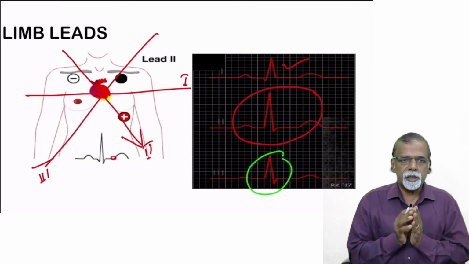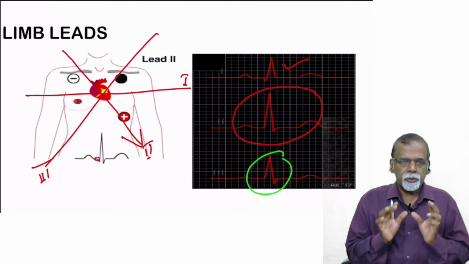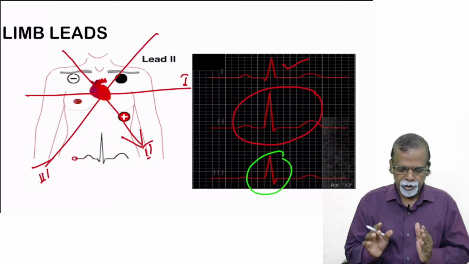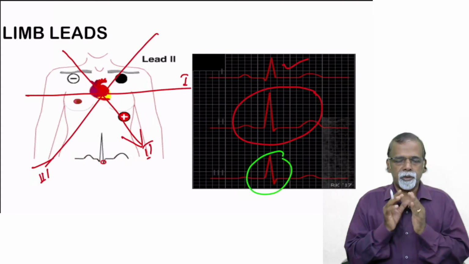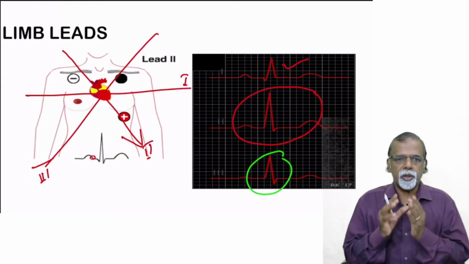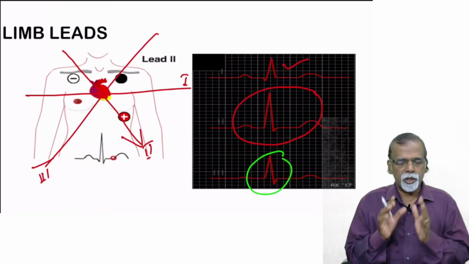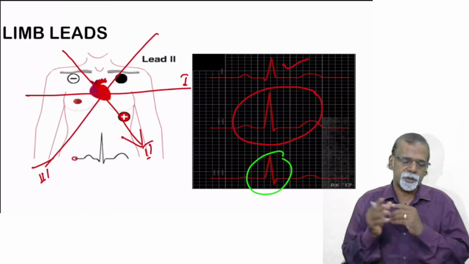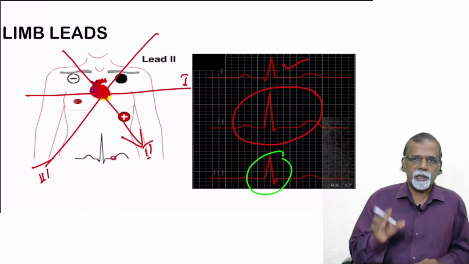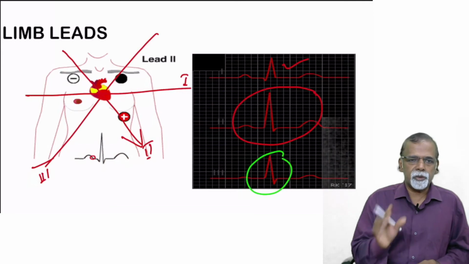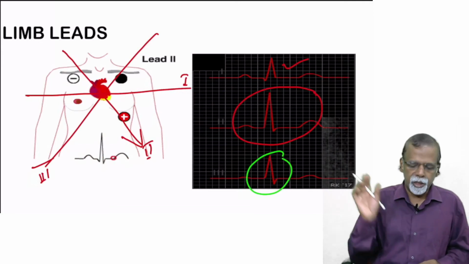In a normal ECG, lead 2 should be dominantly positive, and the voltage or the height should be more than that of this. You should remember, if it is not so, either the heart is abnormal or your connections are wrong. Hope it is clear. This is something you remember. Lead 1 and 2 should be positive. Lead 2 should be more positive than lead 1.